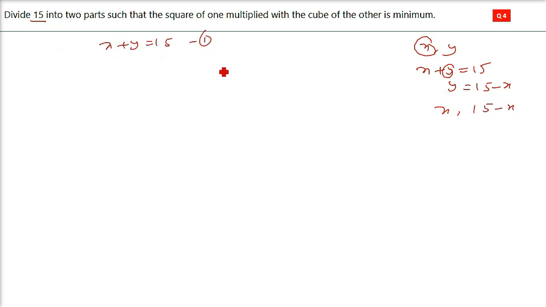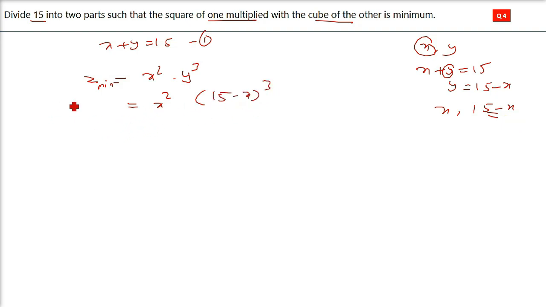This is the first expression, because x plus y is 15. That is how we came up with x and 15 minus x. The second one is the square of the first, x square, and the cube of the other. What is the cube of the other? It's y cube only, no minus, it's just multiplication, because they are saying the square of one multiplied with the cube of the other. So x square times y cube, and now I am replacing y by 15 minus x, so 15 minus x whole cube.